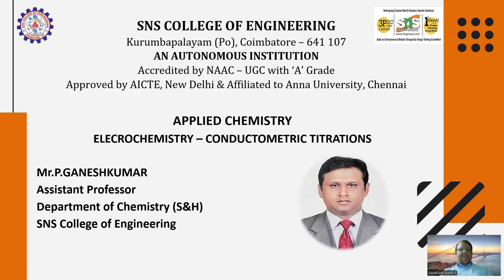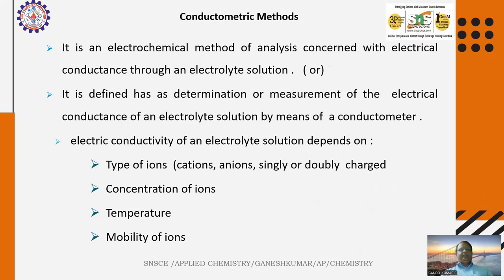In this series, this particular session, we discuss conductometric titrations. Conductometric titration is an electrochemical method of analysis concerned with electrical conductance through an electrolyte solution, or it is defined as the determination or measurement of the electrical conductance of an electrolyte solution by means of a conductometer.